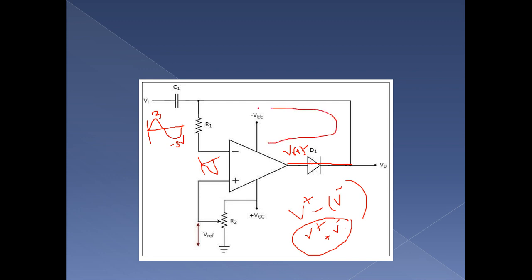Then the capacitor will charge. Assume this is the maximum, Vm voltage. The input Vin having the maximum of Vm voltage, the capacitor will be charging to Vm. When there is no input, it will be charging up to V reference. So the capacitor will hold the voltage of Vm plus V reference, that is the capacitor voltage.